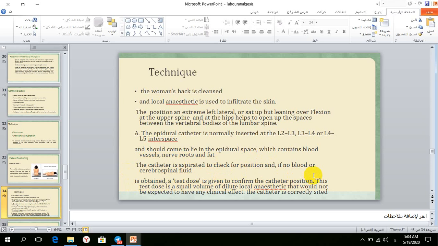What does that mean? It means I insert the epidural catheter and check whether I caused trauma, whether CSF comes back, or whether blood comes back and it became traumatic. If neither blood nor CSF comes, what do I do? A test dose: I give a small dose through the catheter. This test dose is a small volume of dilute local anesthetic that would not be expected to have any clinical effect. The catheter is correctly sited.